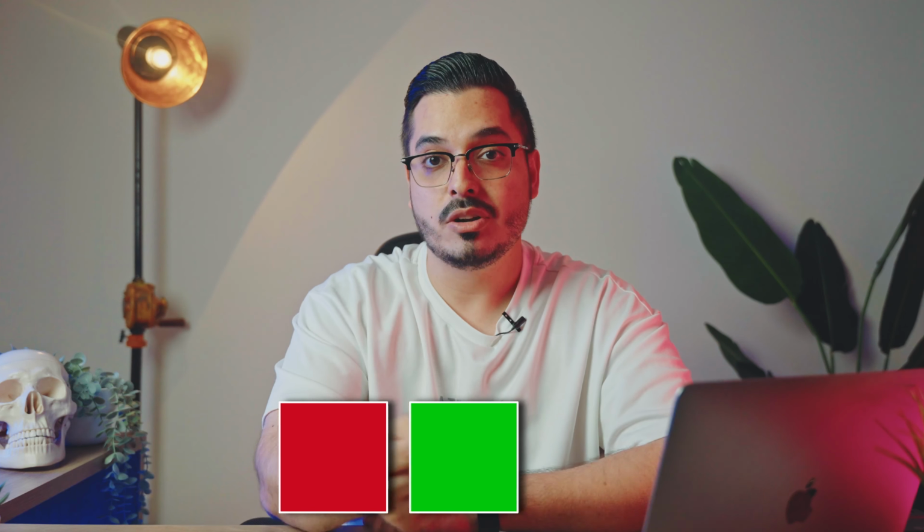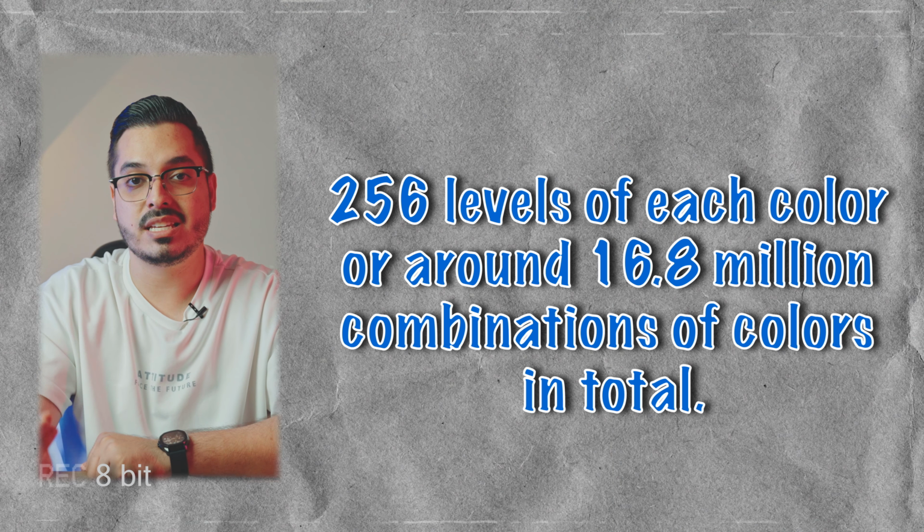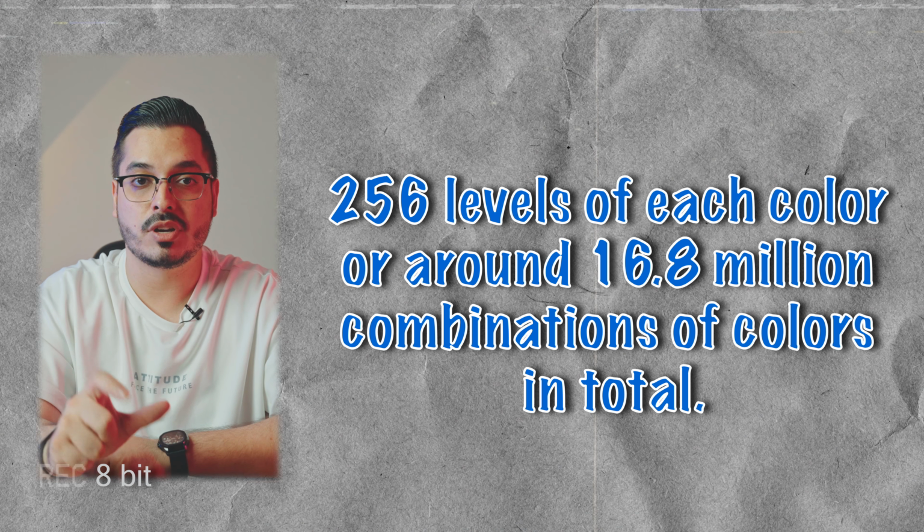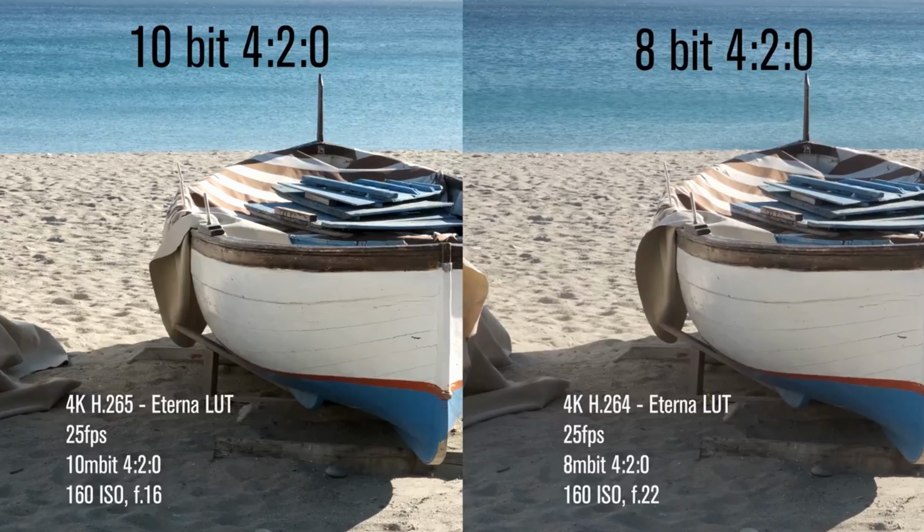And you might ask, what the hell is 422, 10-bit, S-Log3, and so on? So let me give you a brief on that. To make it simpler, first let's talk about what bit depth means. The bit refers to the levels of red, green, or blue that your camera can record. If your camera shoots in 8-bit, that means there are 256 levels of each color, or around 16.8 million combinations of colors in total. Now, although 16.8 million sounds like a lot, it's still not as good as 10-bit.